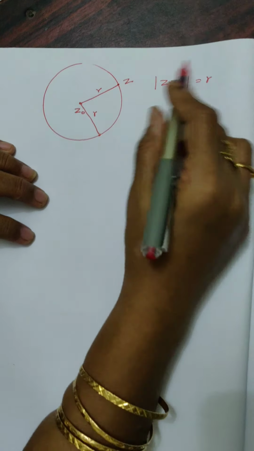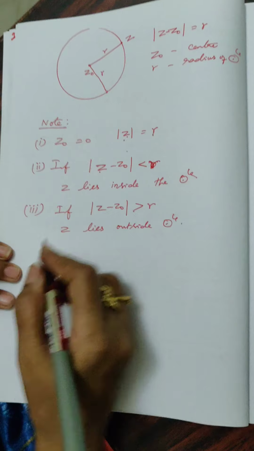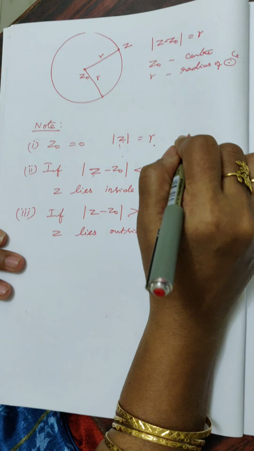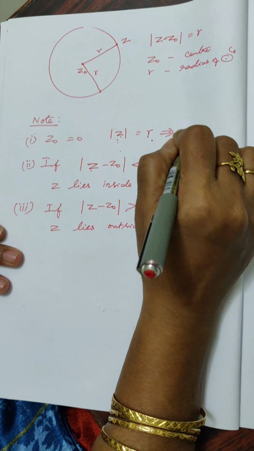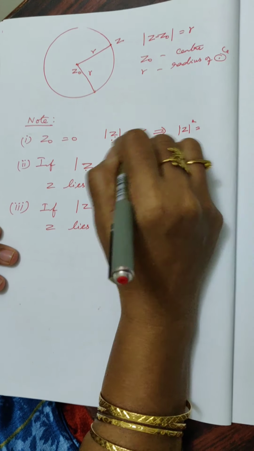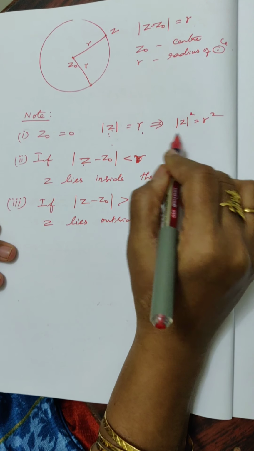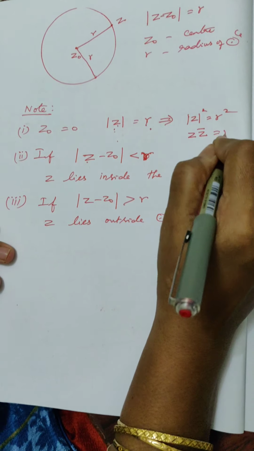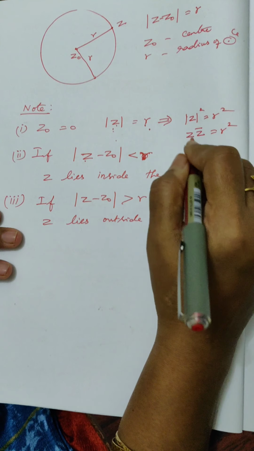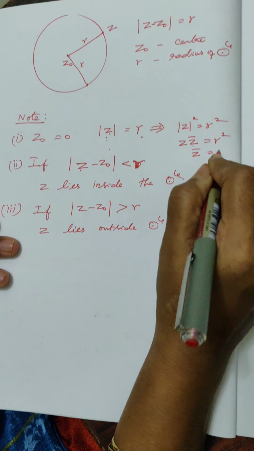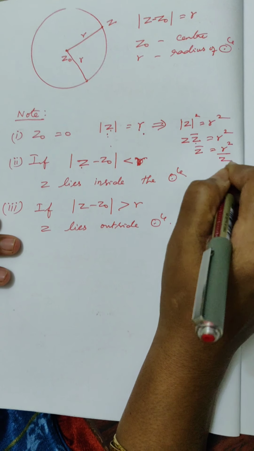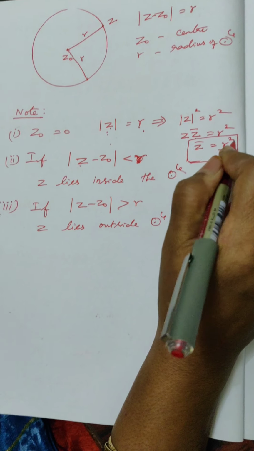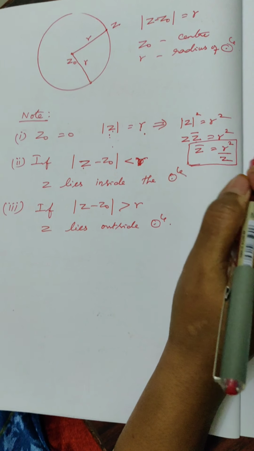Okay. Next one. Now again I am coming to the first part. Modulus of z is equal to r. Already you know that modulus of z squared is equal to r squared. And you heard about that, what is modulus of z squared? z z bar is equal to r squared. Clear? So what is z bar? z bar is equal to r squared by z. Is it clear now? I have applied this in one sum in the previous video class.